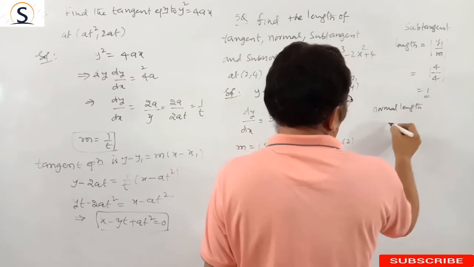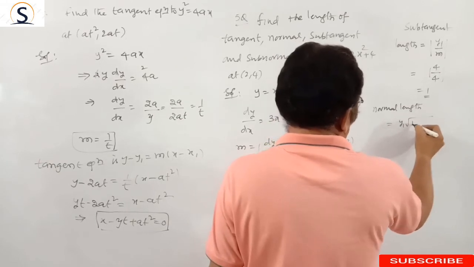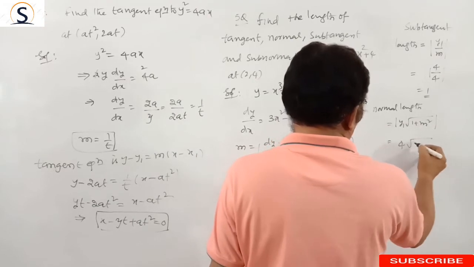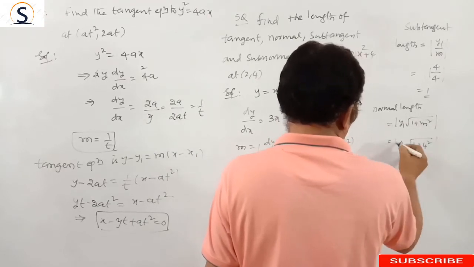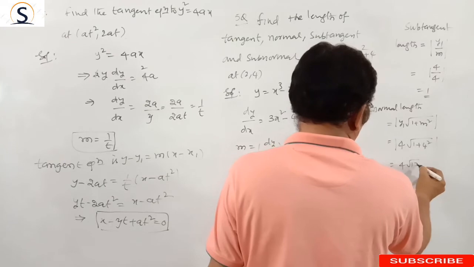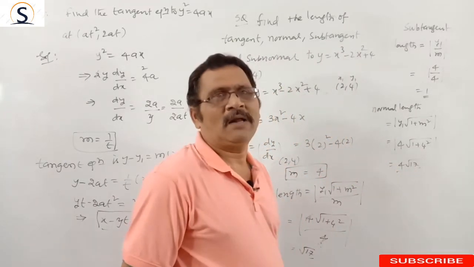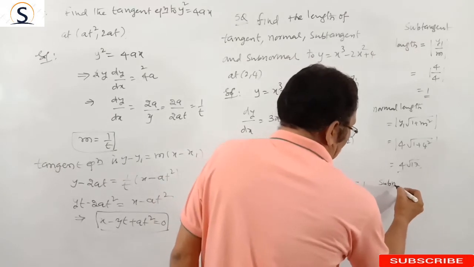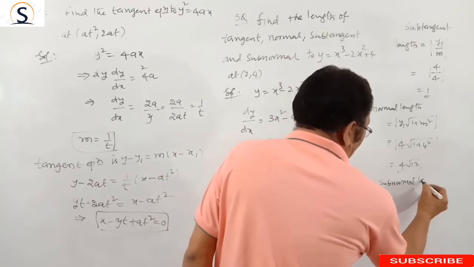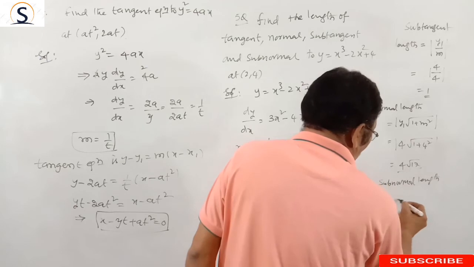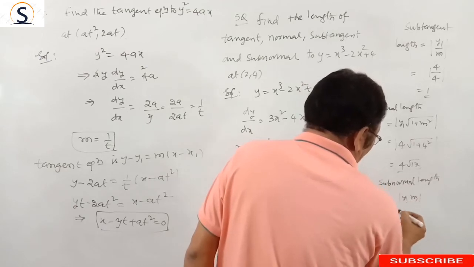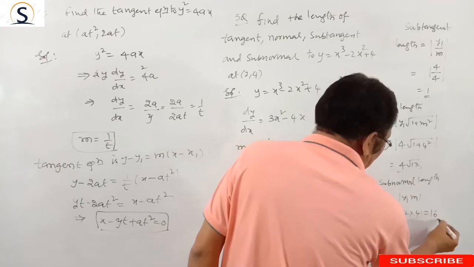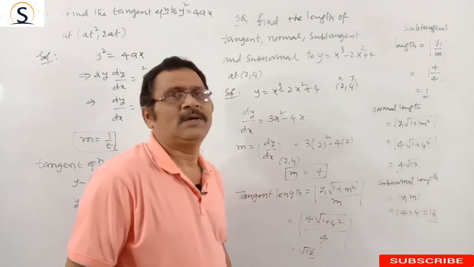Next one, normal length is equal to y1 into under root of 1 plus m square. This is 4 into under root 1 plus 4 square, which is equal to 4 root 17. This is the normal length. Next one, subnormal length is equal to y1 into m. This is 4 into 4, which is equal to 16, the subnormal length.